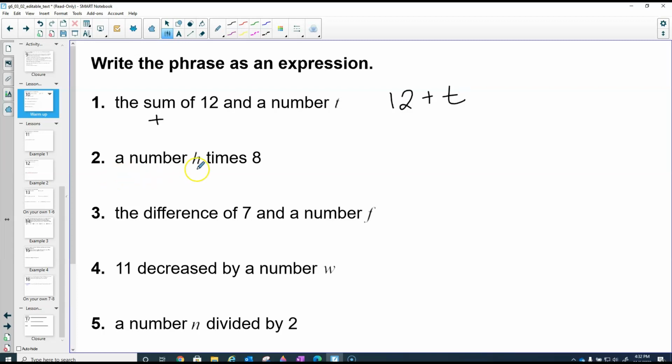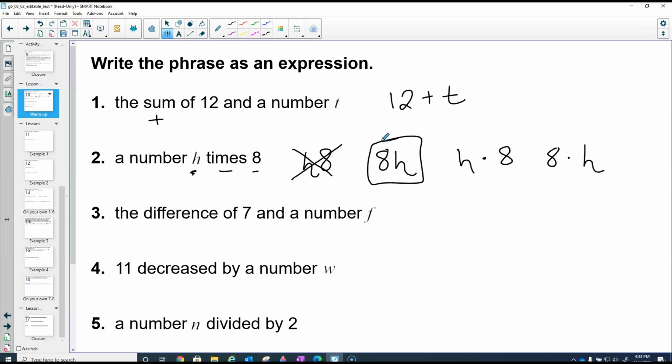Now I go to the next one, a number h times 8. A lot of you might think, okay, I'm going to put h and then 8. Well, just for organization's sake, mathematicians do not do that. If there is going to be a number times a variable, we put the number first, the quantity first, and then the variable second. So it would be 8h. You could also write it h times 8, which is fine, or 8 times h, but the neatest, most organized, simplistic form would be the best to go with.